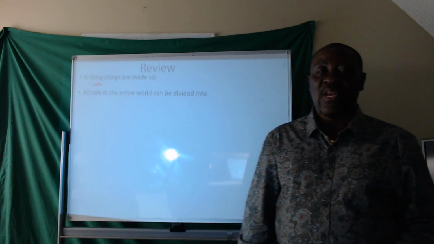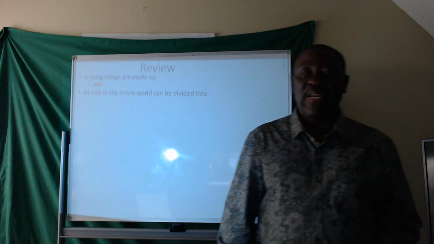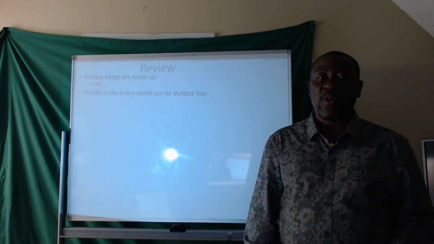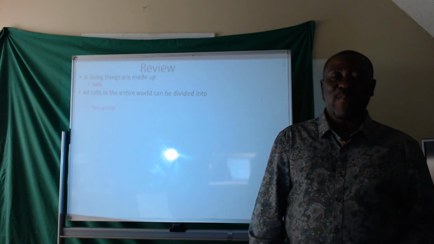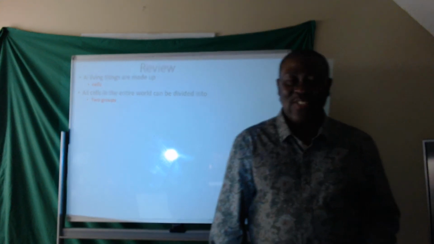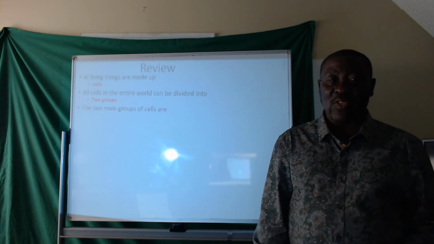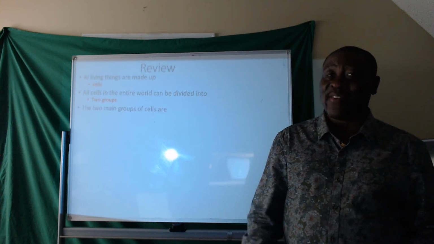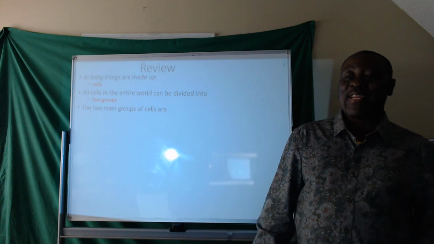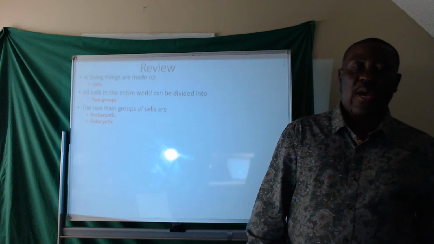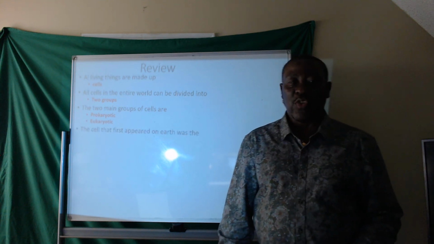What's the next one? All cells in the entire world can be divided into how many groups? Yeah, prokaryotic and eukaryotic. Two groups. Now let's go to the next question. The two main groups of cells are, so we already said the answer: prokaryotic and eukaryotic.